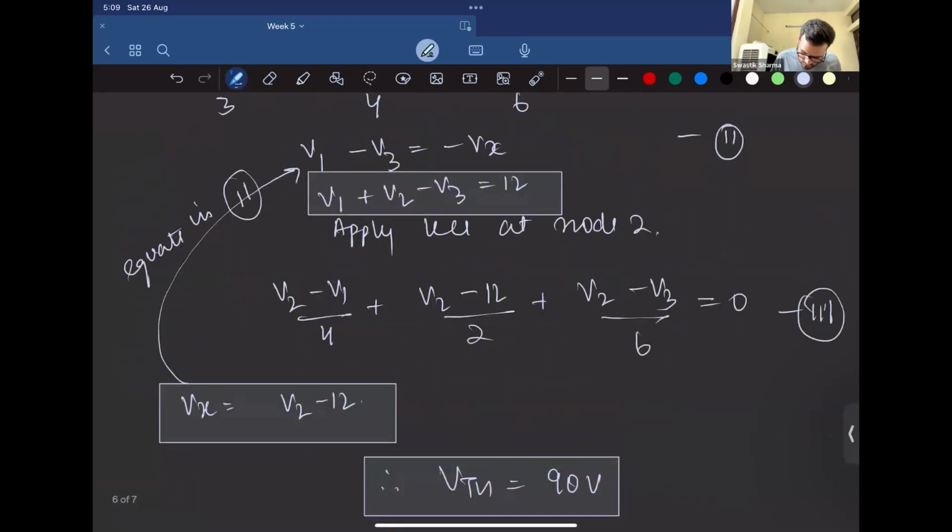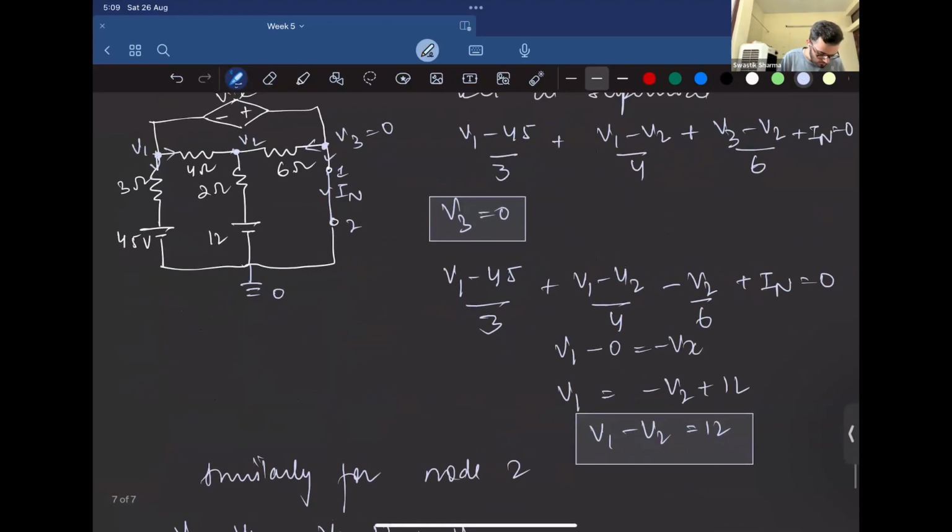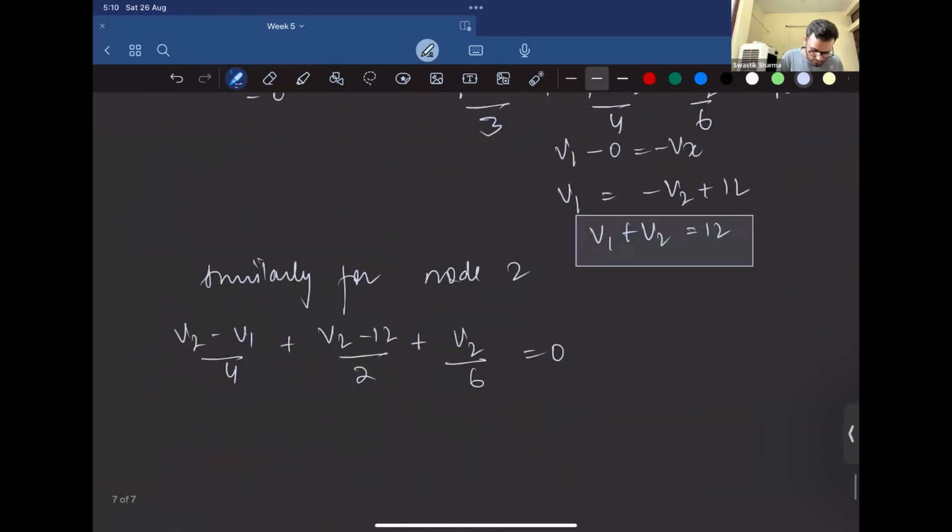Oh, sorry. 1 plus 1, 0, and 12. And the last would be minus 1/4, 1/4 plus 1/2 plus 1/6, which is 0. And hmm.